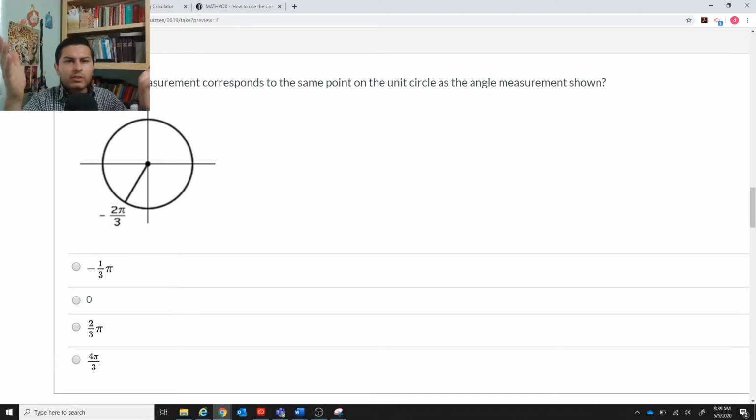Now it says which angle measurement in question number 8 corresponds to the same point on the unit circle as the angle measurement shown. So we're looking for an angle that ends at the same place as the angle that we see here. What does that sound like? That sounds like a coterminal angle. So how do we find coterminal angles? Well, we're just going to add 2 pi or subtract 2 pi accordingly. And one of those is going to be our answer.